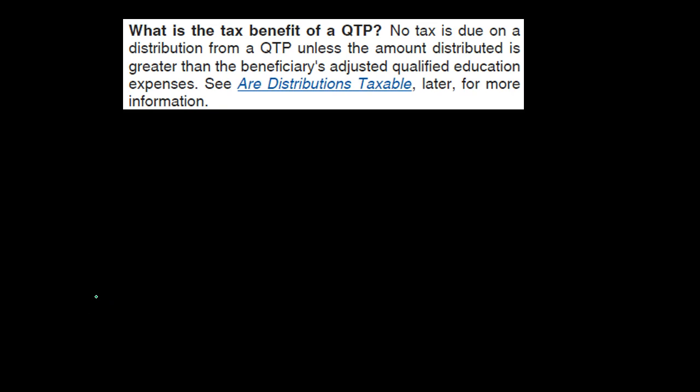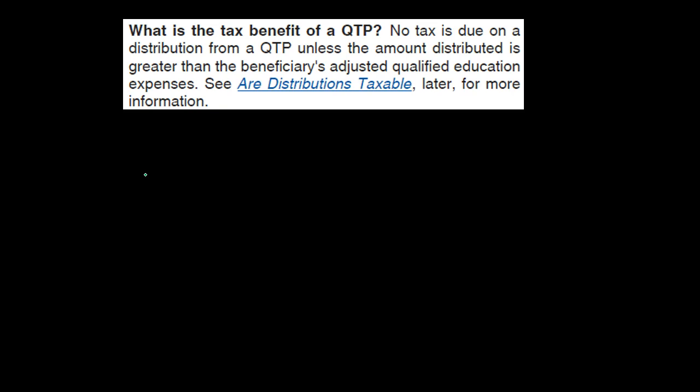No tax is due on the distribution from the QTP unless the amount distributed is greater than the beneficiary's adjusted qualified education expenses. So the benefit doesn't happen at the point in time we put the money into the QTP in the form of a deduction. That's not where the benefit happens. The benefit happens as time passes and the value of the QTP contribution increases in one form or another, hopefully. And then when the money is used for the qualified education, there's no tax at that point in time as it's drawn out. Again, you might say, well, why would it be taxed? Because I put money in.